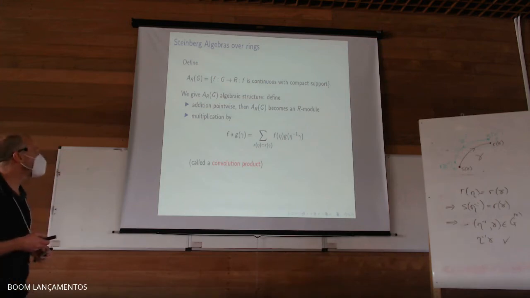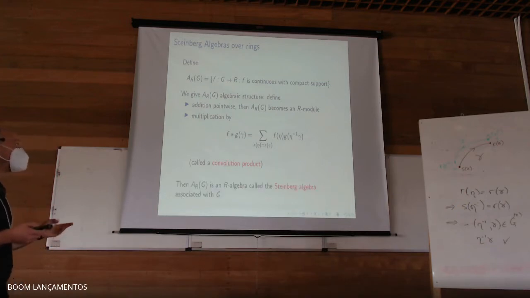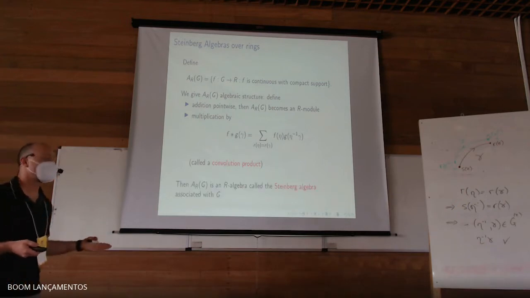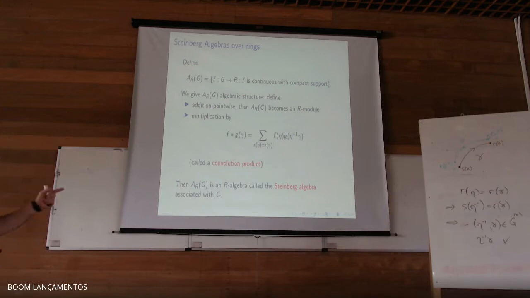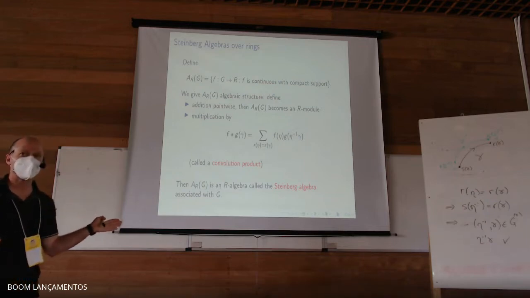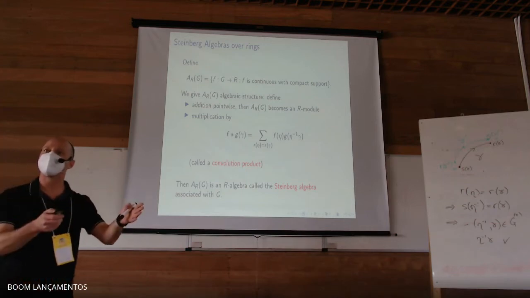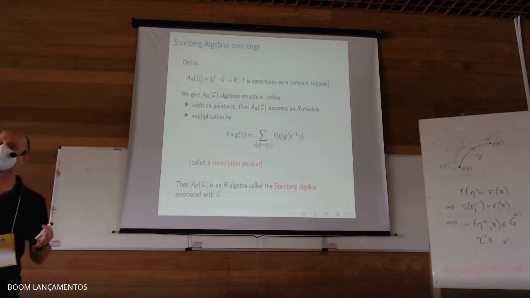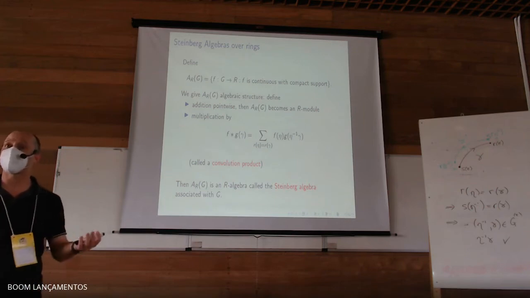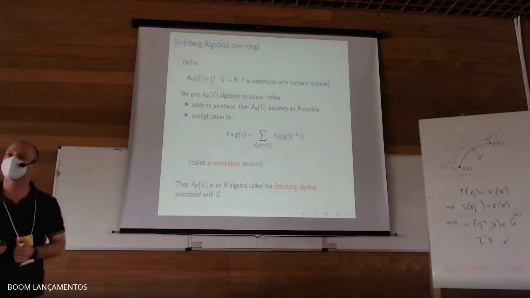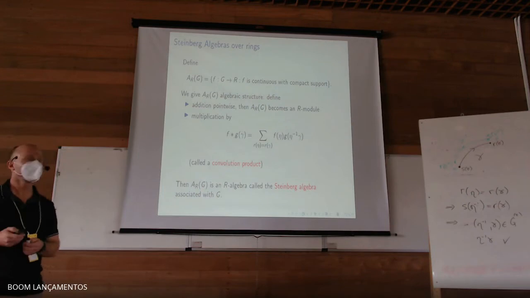This is fairly standard. And then with these operations, we obtain an R algebra, which is called the Steinberg algebra associated with the ample groupoid G. Okay. So just to reiterate, the Steinberg algebra is essentially just a bunch of functions from the groupoid into the ring, but such that they are continuous with compact support. Okay, is that fine?